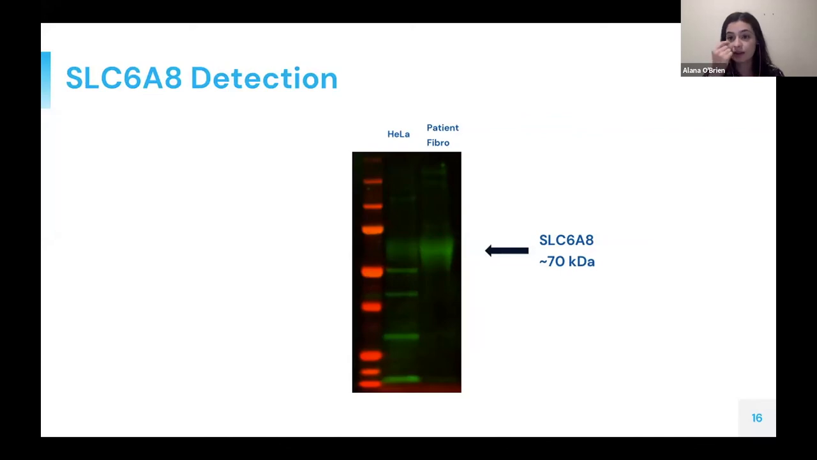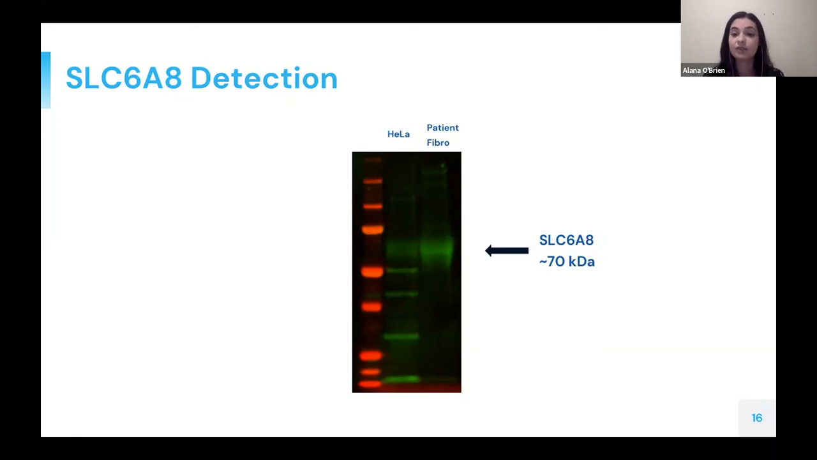So this is what the Western blot looked like. In the first column, we have the HeLa cells, and in the second column, we have the patient fibroblasts. And what we see is that we do detect a protein that is the size of SLC6A8, around 70 kilodaltons. These bands are a little smeared, as you can see. This could have to do with the different glycosylation states of SLC6A8. In the HeLa, we're also seeing several other bands being detected, and we hypothesize that this is non-specific binding of the antibody.